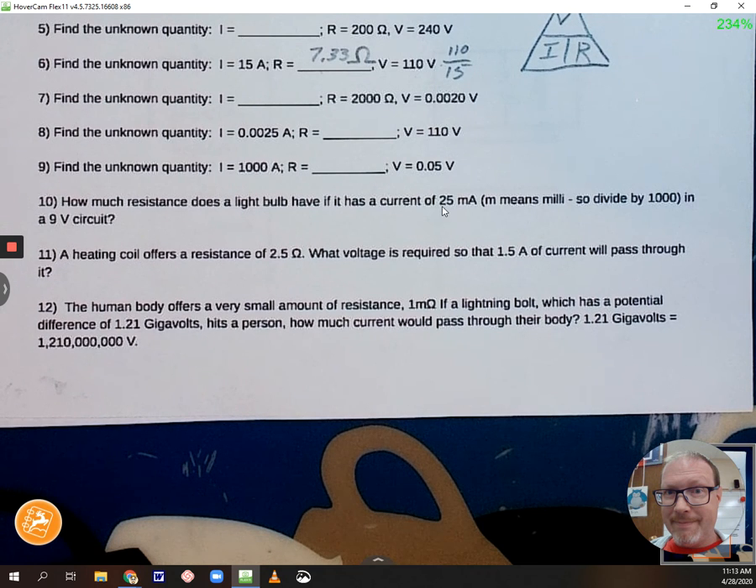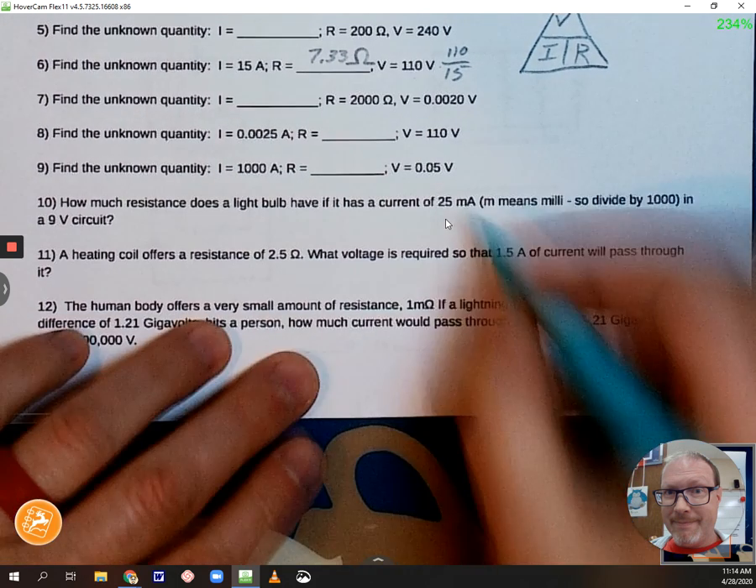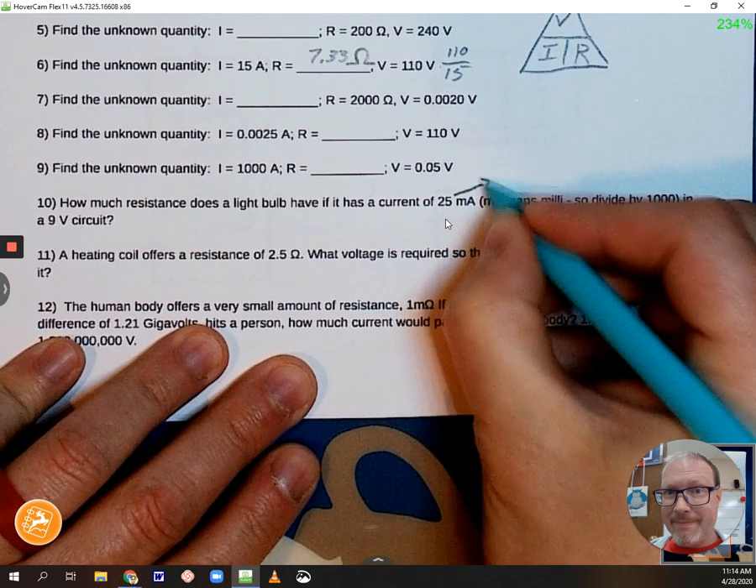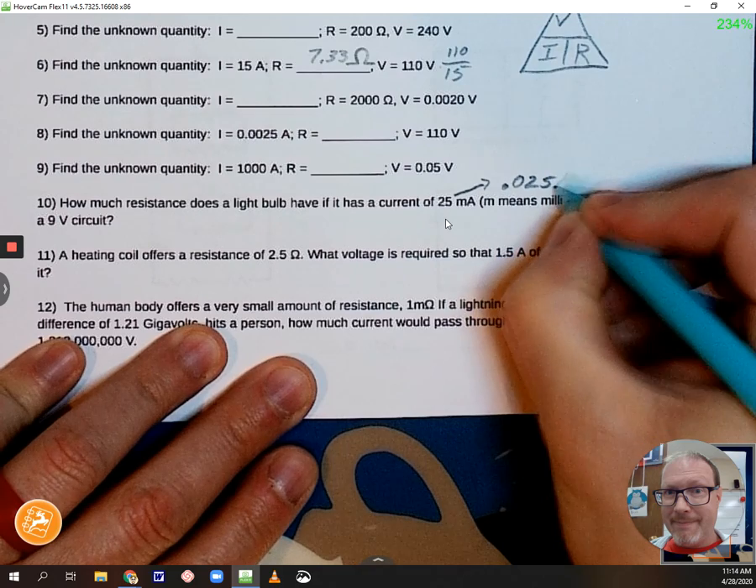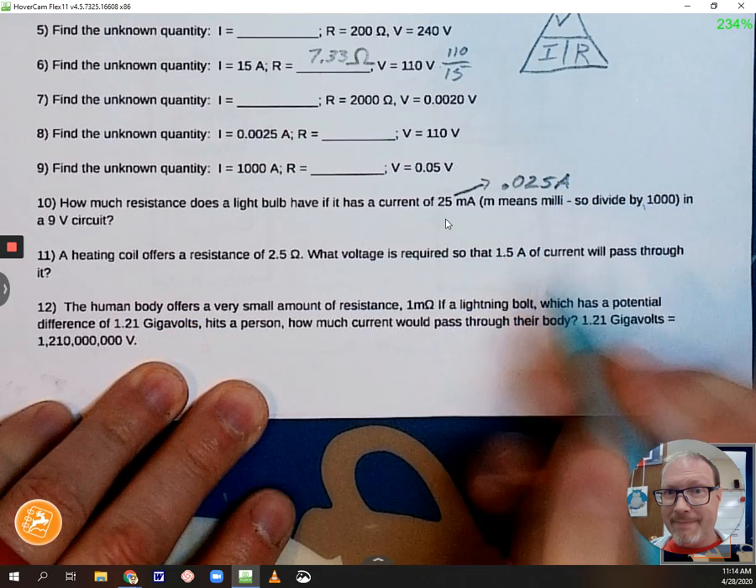So if we've got a current of 25 milliamps and we need to change that into amps, you're going to divide by 1,000 because milli means 1,000. So when we divide this by 1,000, 25 milliamps is actually 0.025 amps. We move the decimal place 3 spots.